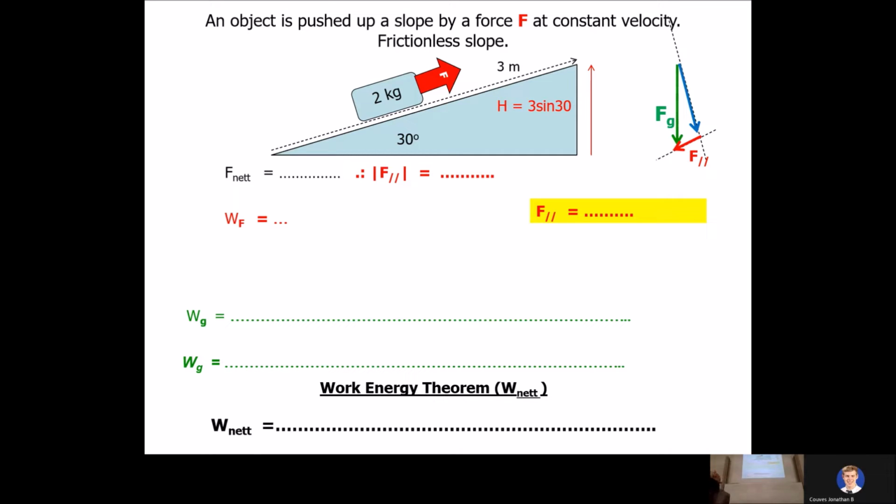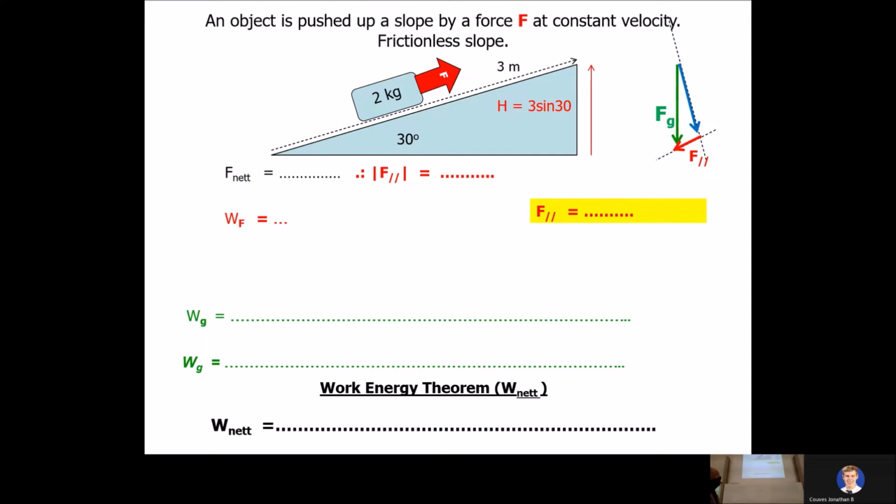Straight away now, with what we've learned already, as soon as you see the words constant velocity, it should ring a few bells for you. What does that tell us about the net work done? 0. Okay, so we know that. What does it tell us about the force pushing it and any force working against that? They're going to be equal. Now, since there's no friction, what force could be working against that?